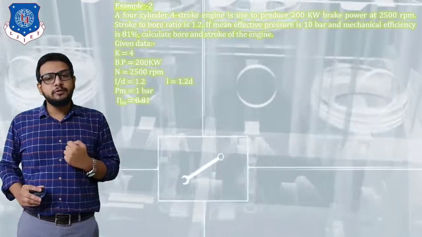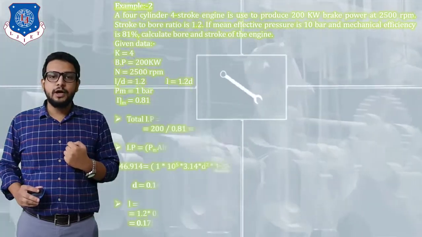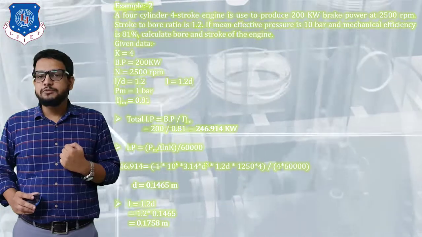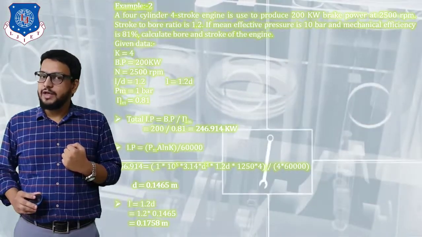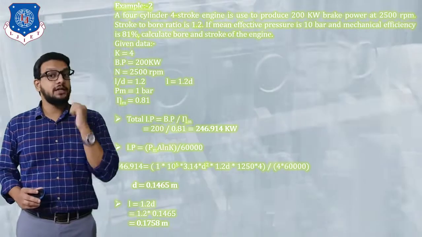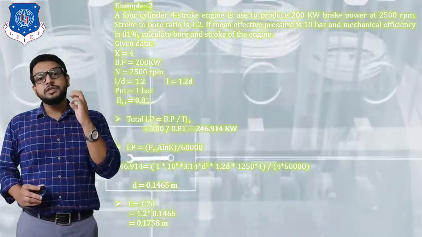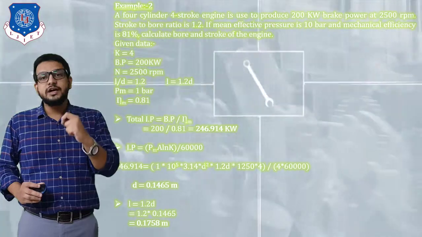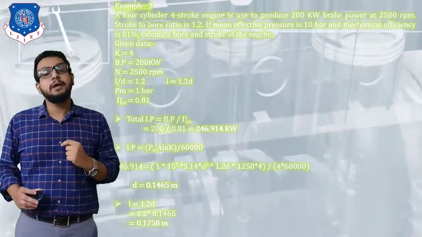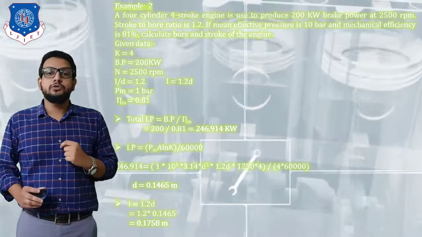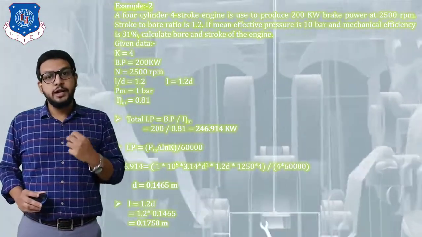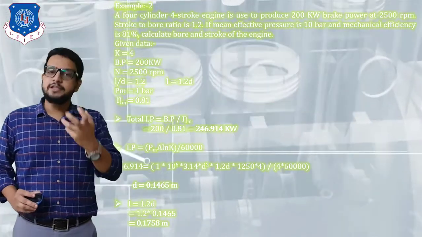Okay, so let's begin. What will be the technique to determine the bore diameter? So we would say that mean effective pressure, which means PIM, is given. So we have to use our formula of indicated power, that is PLAN by 60,000, right? Now for using that formula, our first target will be to determine indicated power, since in the data brake power is given, right? So we know brake power and we know mechanical efficiency. So can we determine indicated power?